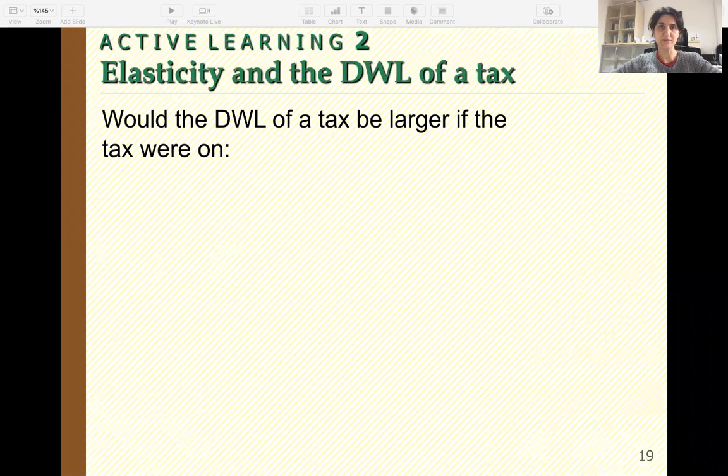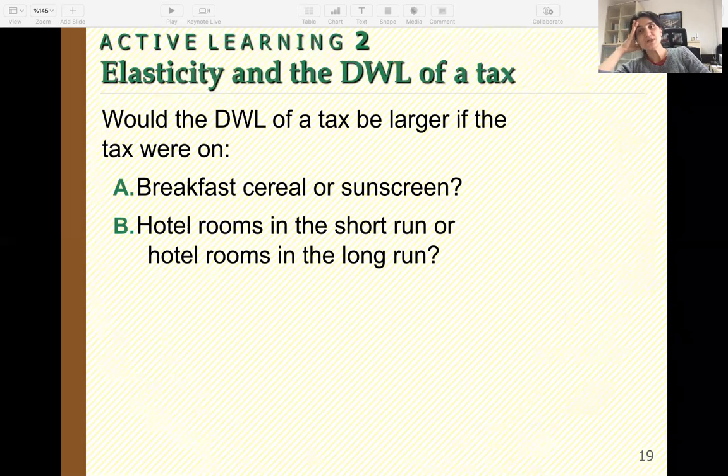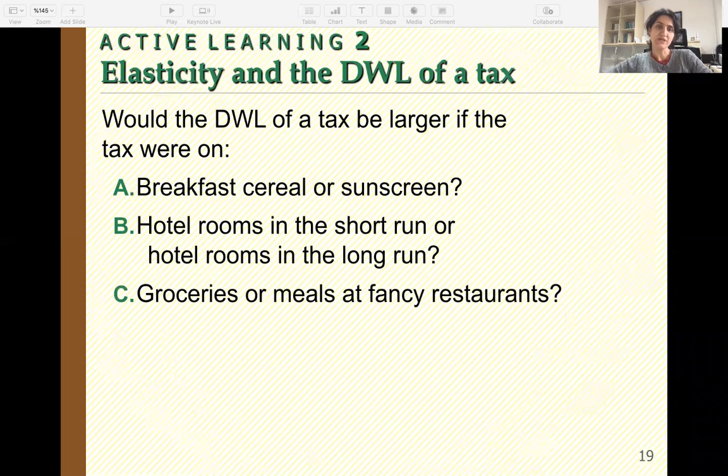Example. Would the deadweight loss of a tax be larger if the tax were on breakfast cereal or sunscreen? Remember these examples from the elasticity chapter, right? We are going to determine which one has higher deadweight loss according to the elasticity of demand or supply. Breakfast cereal or sunscreen, hotel rooms in the short run or hotel rooms in the long run, groceries or meals at fancy restaurants.